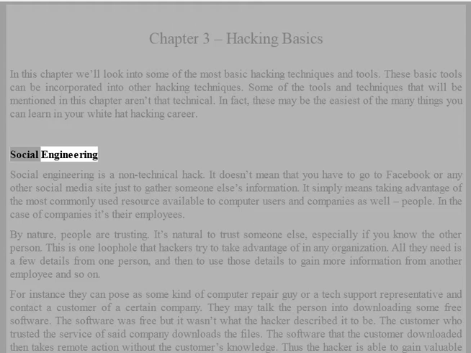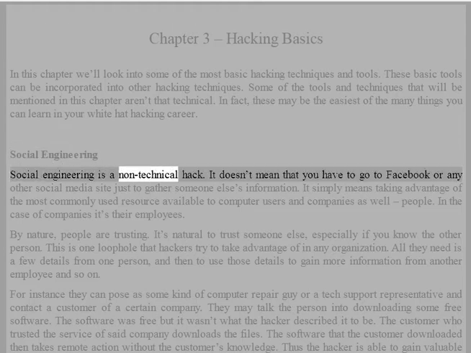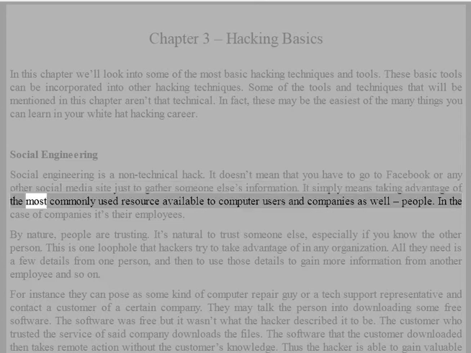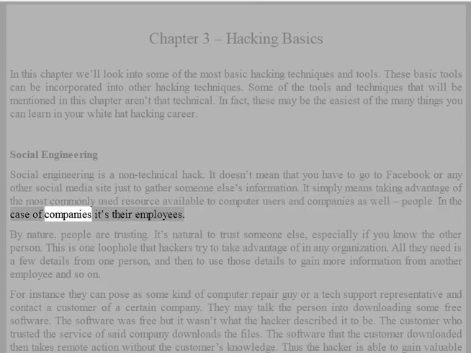Social engineering. Social engineering is a non-technical hack. It doesn't mean that you have to go to Facebook or any other social media site just to gather someone else's information. It simply means taking advantage of the most commonly used resource available to computer users and companies as well: people. In the case of companies, it's their employees.